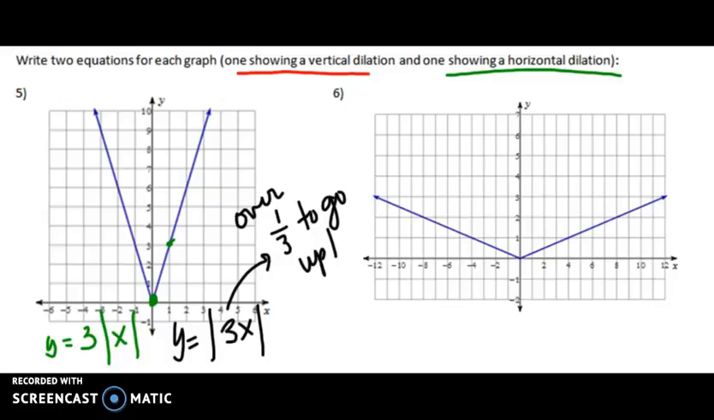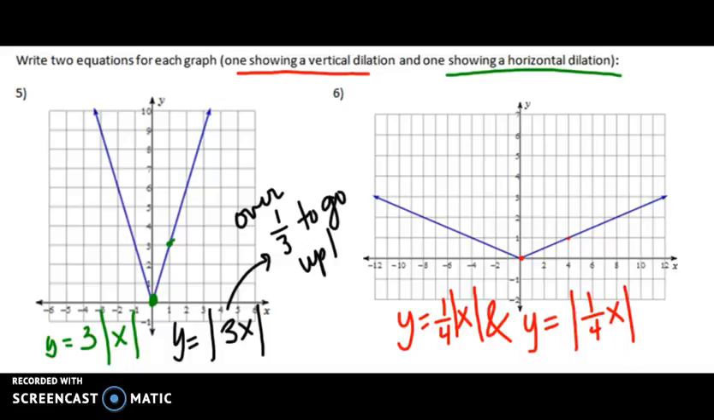Okay, if we move along to number 6, or this last one over here, here's my origin. So vertically, it shows I'm going up 1 to go over 4. So that would be rewritten as y equals 1/4 x, with that inside my absolute value, just the x. In order to do my horizontal, I'm going over 4 in order to go up 1. So this is also going to be a 1/4 x on the inside.